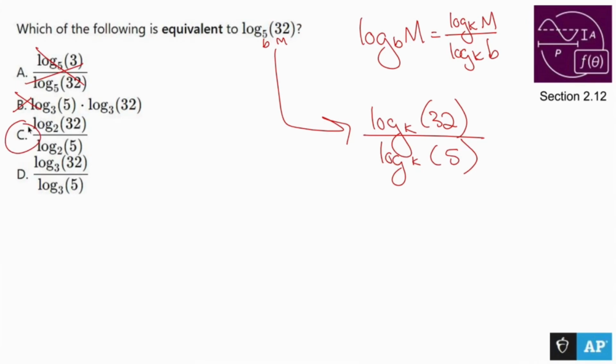Well, that's technically correct. And you know what else? Log base 3 of 32 over log base 3 of 5 is also correct. Now, would this be practical? No. If I'm trying to do this in a calculator, I'd want to choose ln or log base 10, but technically both of these are correct.